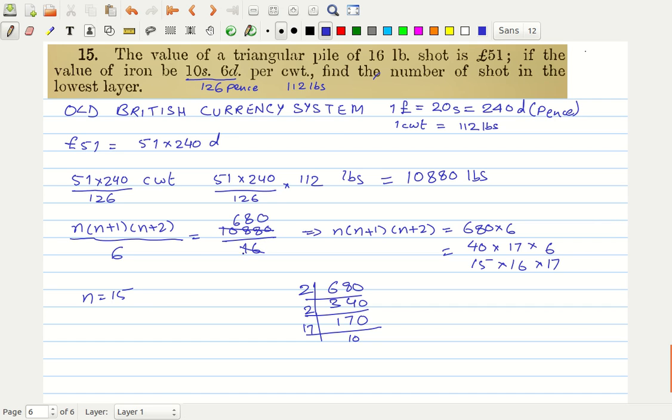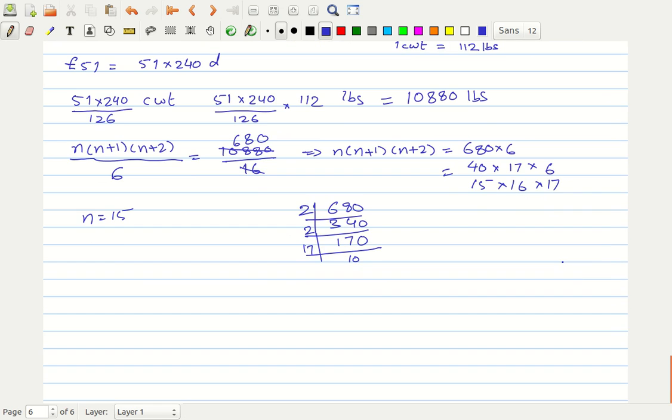So the number of shots in the lowest layer is going to be n times n plus 1 by 2. This is 15 times 16 by 2, which is equal to 15 times 8, which is 120 shots.